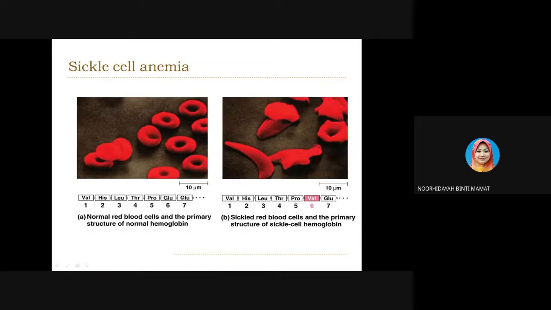For example, here we have sickle cell anemia. As you can see, this is the sequence of amino acids. They have a valine, and the last one they have glycine. This is the normal red blood cell and the primary structure of normal hemoglobin, and this is the sickle red blood cell and the primary structure of sickle cell hemoglobin, which already has one valine, one amino acid added to the normal primary structure. So if one DNA letter changes, it will give this serious disease.